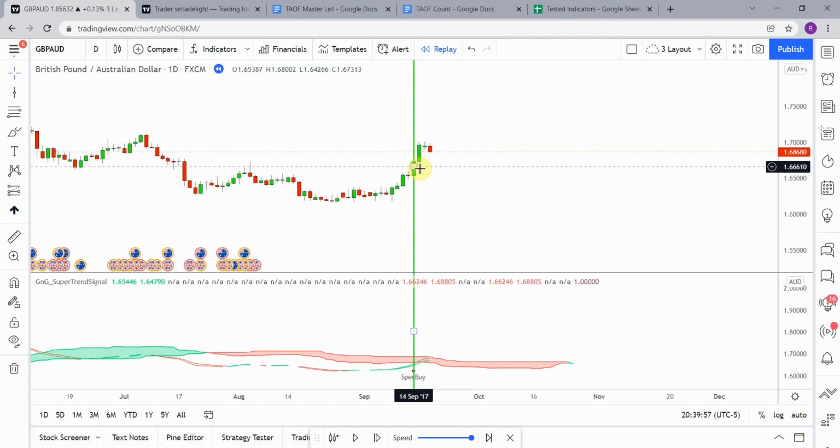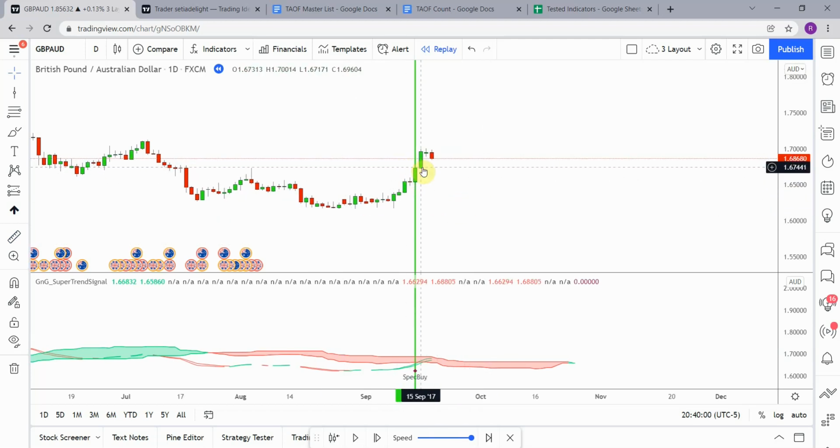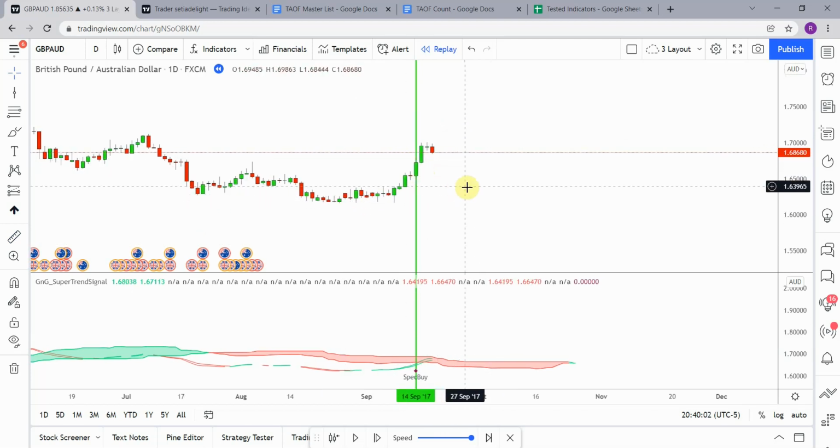All right, and next signal we pick up right here. You can see that price action again pushes up really nicely right there, coming up, hitting take profit pretty easily once again. Let's go ahead and continue on.